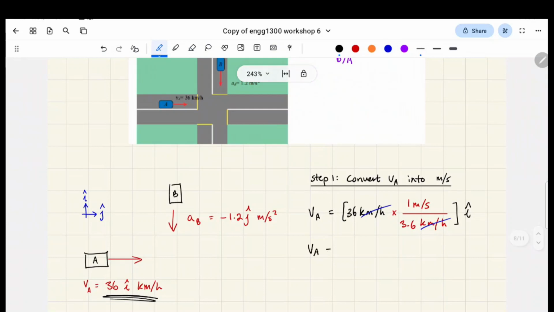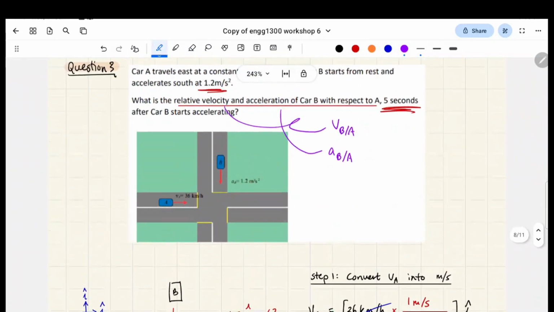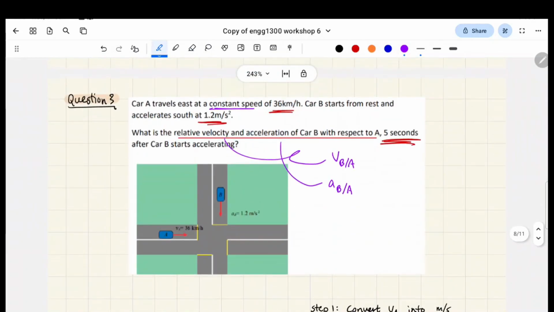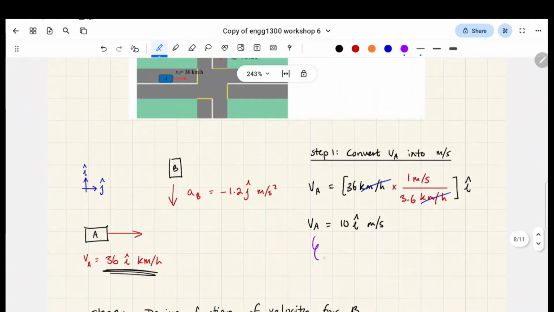So VA is 10I meters per second. And just based on how the question is worded, it's going at a constant speed, so there's no acceleration happening here. Now we've got everything we need for A. Now we just have to do it for B.